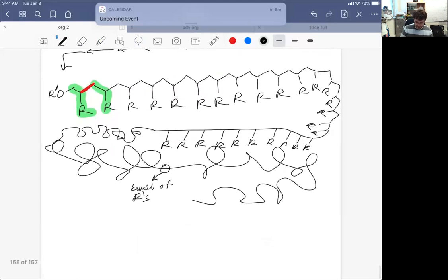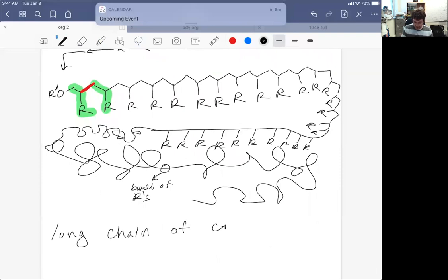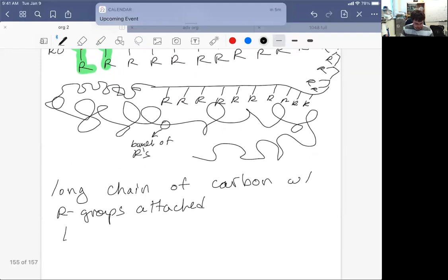What this is, is a long chain of carbon with R groups attached. And these R groups are small relative to the length of the chain. Avogadro's number, 6.022 times 10 to the 23rd, is big. I know that insight is worth the cost of tuition today, right? It's a big number, 6.022 times 10 to the 23rd. So they're small relative to the length of the chain.